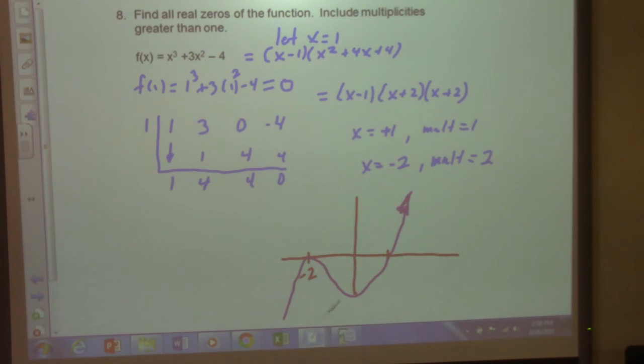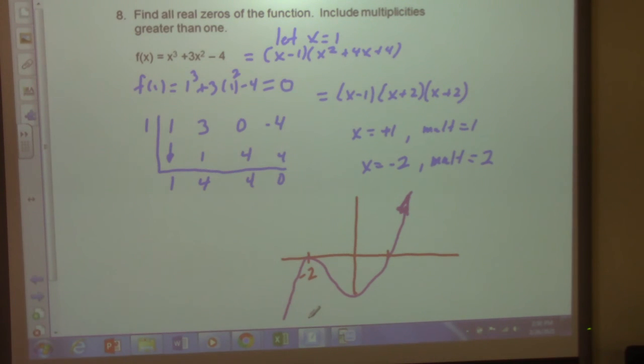And so when you graph in a calculator, you should see all that, right? If the multiplicity is greater than 1, then it just bounces. If the multiplicity is 2, 4, 6, or 8, then you bounce. If it's 1, 3, 5, 7, 9, it goes through. Okay.